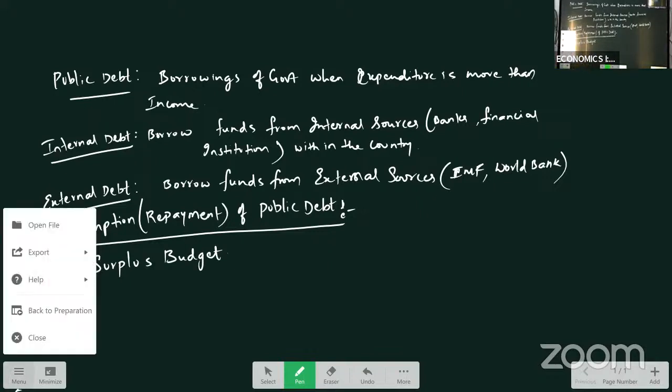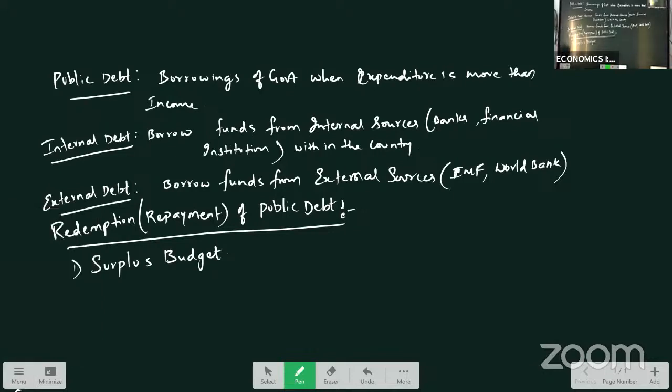When public revenue is more than public expenditure, means with the government, when income is more, like revenue. In the previous class, we have discussed public revenue. When they receive more taxes or more income the government is getting, the excess, the surplus, whatever is left, that is used to repay the debt. So when public revenue is greater than expenditure, surplus income will be there with the government. That surplus income is used to repay the debt. That is called as surplus budget.